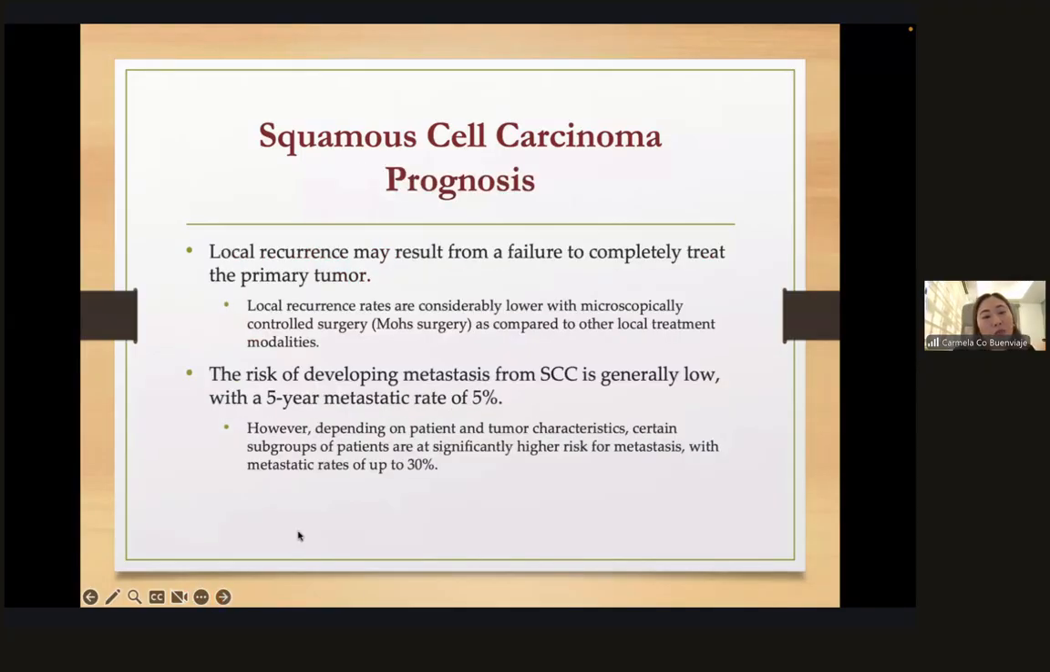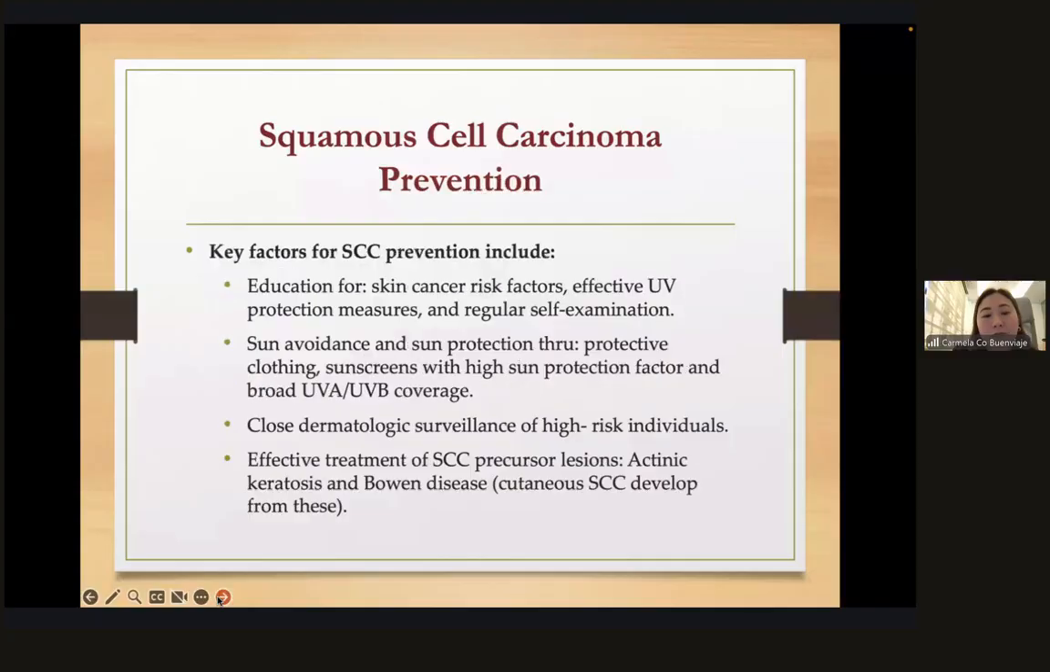Okay, so for the prognosis, local recurrence may result from failure to completely treat the primary tumor. So local recurrence rates are considerably lower with microscopically controlled surgery or Mohs surgery as compared to other local treatment modalities. Okay, so the risk of developing metastasis from SCC is generally low with a 5-year metastatic rate of 5%.